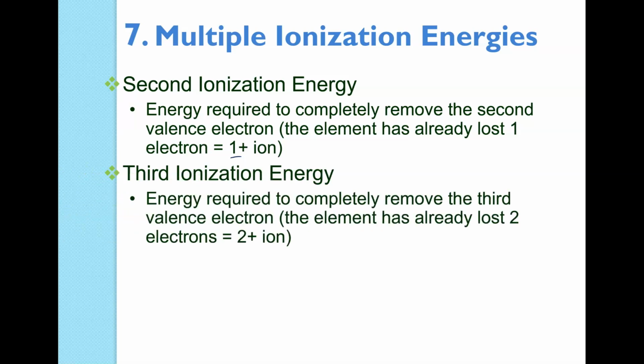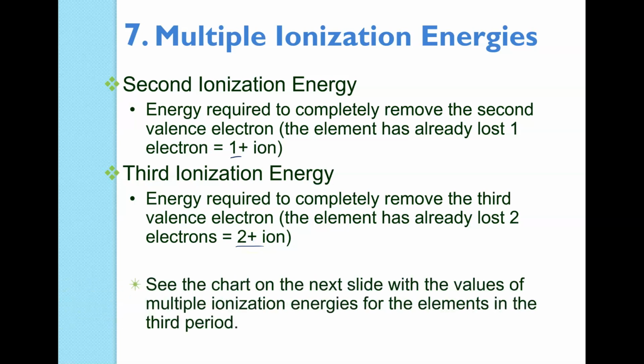Third ionization energy means you're taking off the third one. It's already lost the 2. You're pulling it off. The third electron is already coming off something that has a positive 2 charge. And they keep going like that. Okay. One thing you should notice, and I'll show you on the next chart, is that for successive ionization energies, the value goes up every time.